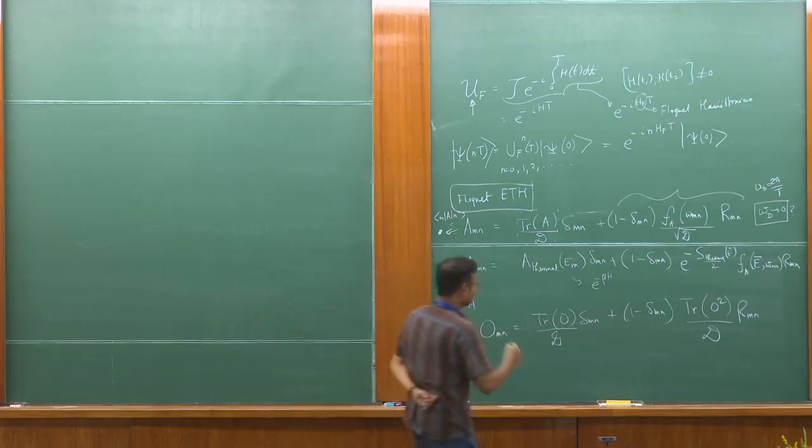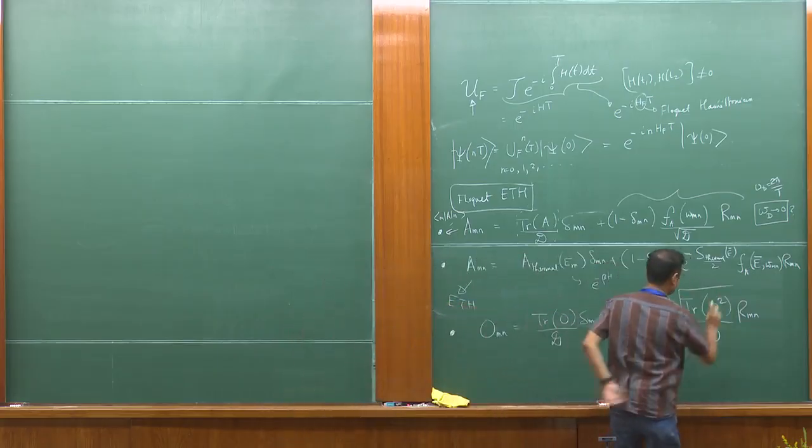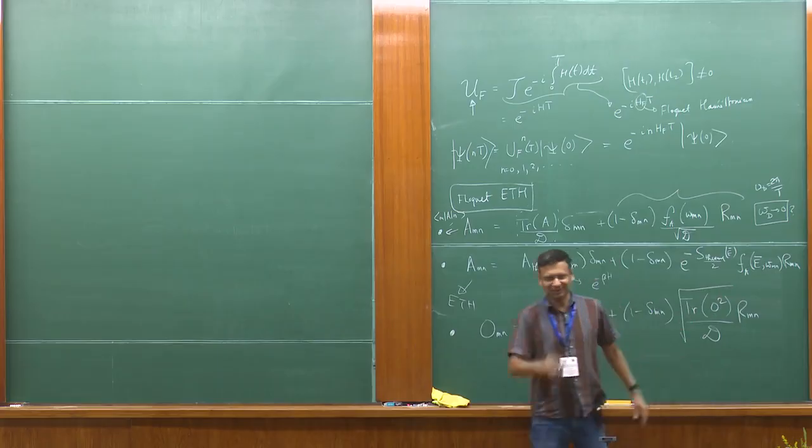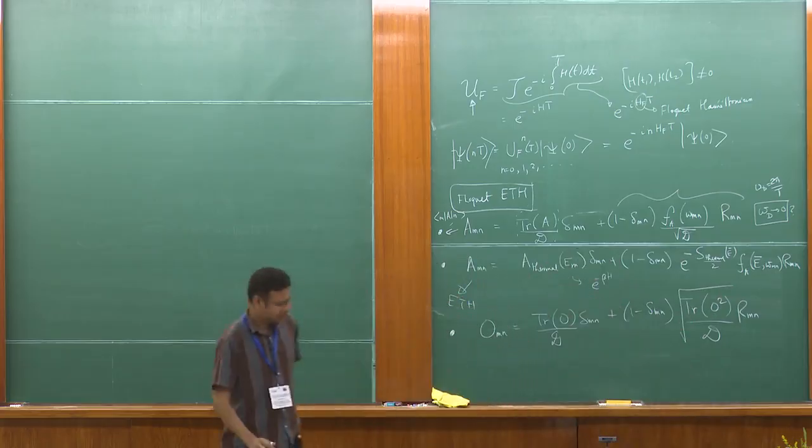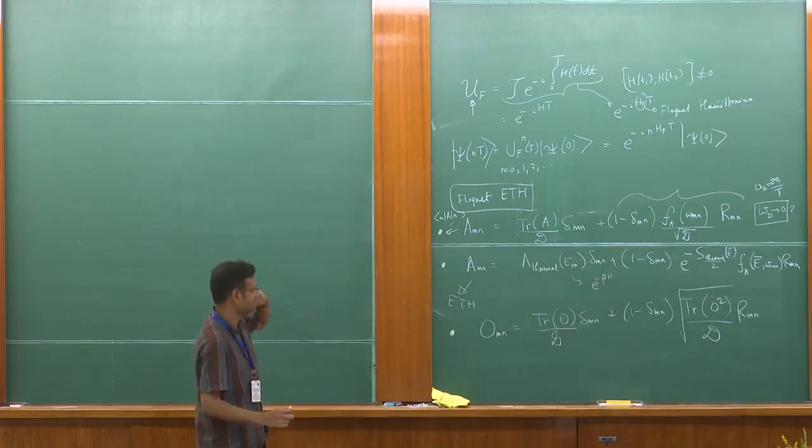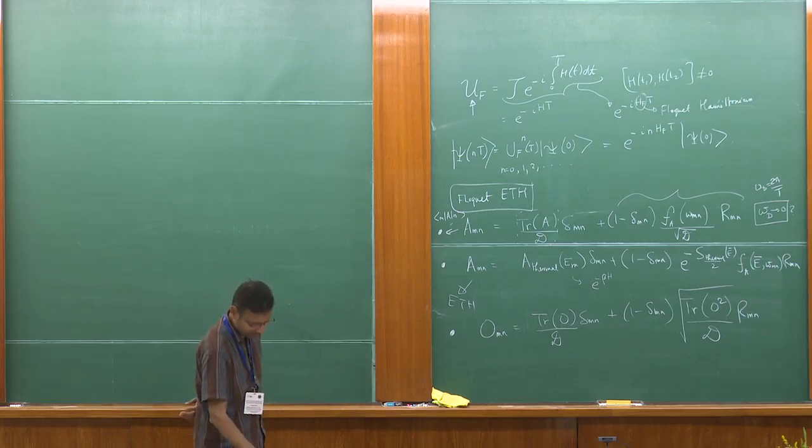Oh, sorry. So I must have... Yeah, of course, you're right. There's a square root. Yeah, because, yeah, sorry. Thank you for that. Yes. Yeah, so this is the correct equation. Yes. Good.